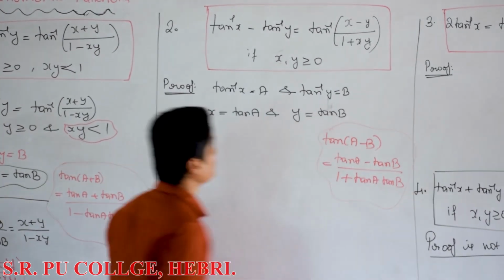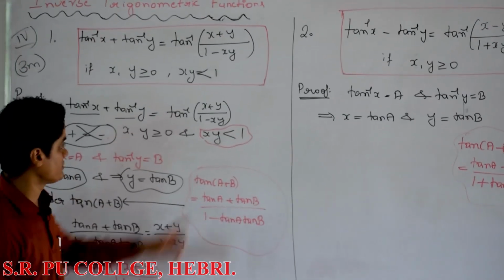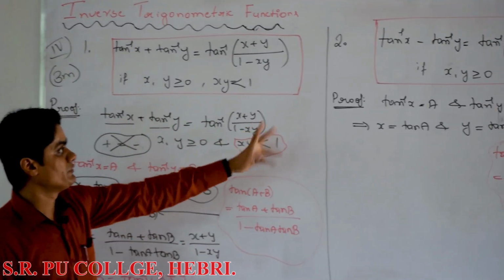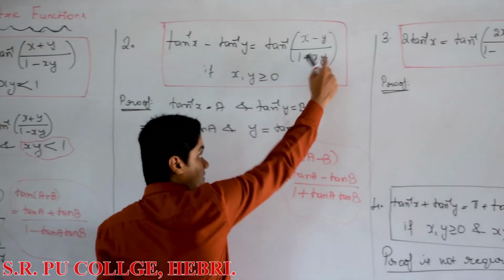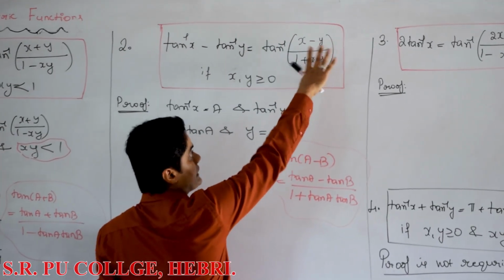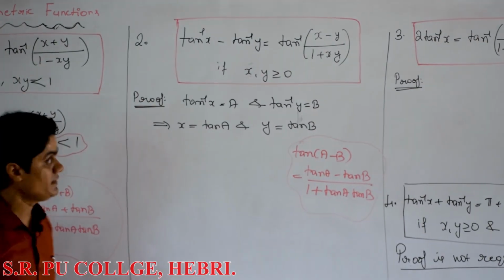You can observe here one more thing. Here one restriction is not there. X into y greater than 1 or less than 1, that restriction is not there, because the reason is 1 plus x into y may be positive or negative, it will not affect the left hand side and right hand side.